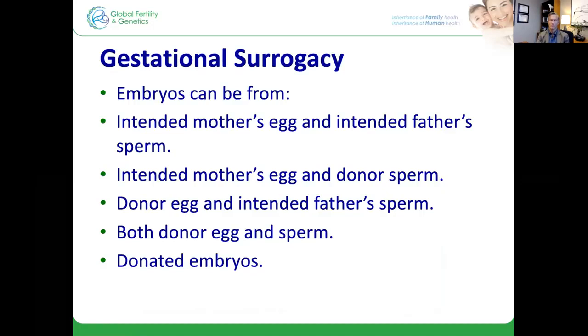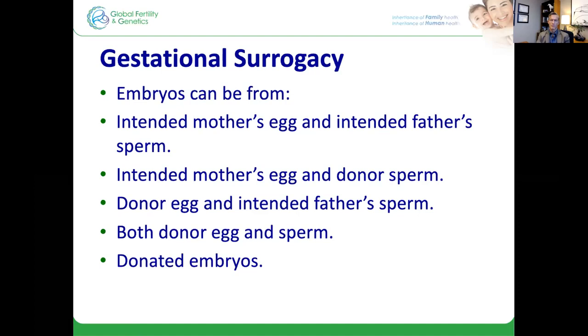The embryos can be from different sources. The egg can be from the intended mother and the intended father's sperm. The intended mother's egg can also be fertilized with donor sperm, for example, if the mother is a single mother and she wants to have a baby. Some patients will use a donor egg with the intended father's sperm, or they will use both donor egg and donor sperm. There are also donated embryos that can be transferred.